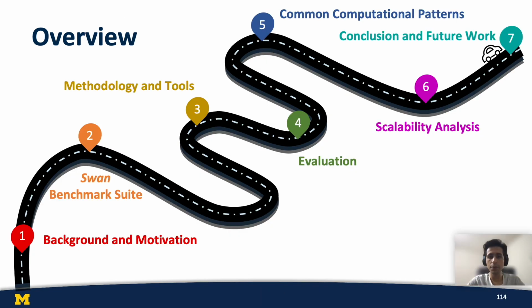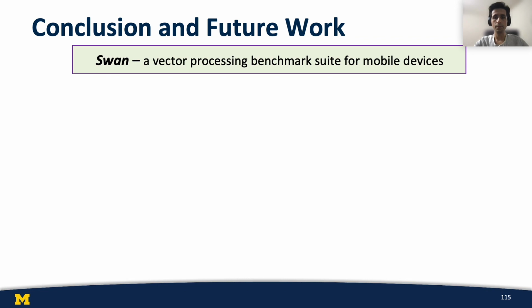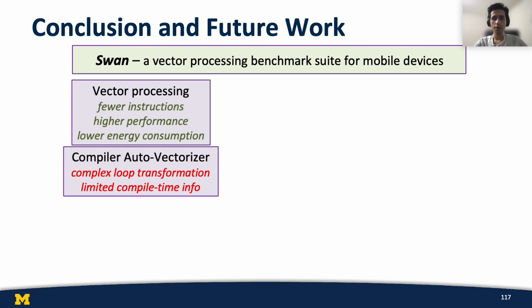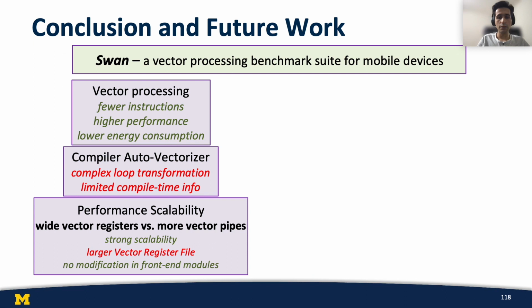Finally, we conclude and give directions for the future work. We introduce SWAN, the first vector processing benchmark suite for mobile devices. We observe that vector processing reduces the dynamic instruction count, enhances the performance, and improves the energy consumption. Compiler autovectorizer fails in most of the kernels due to the complicated loop transformations and limited compile time information. We studied the performance scalability of wider vector registers and more vector pipelines. Wider vector registers achieve a stronger scalability but require larger vector register files.